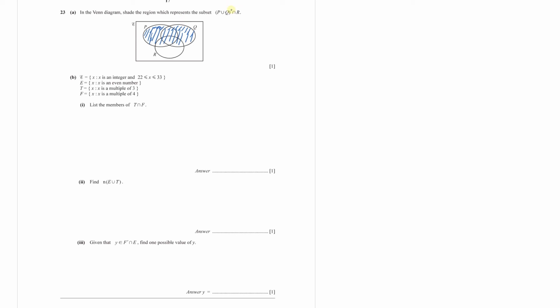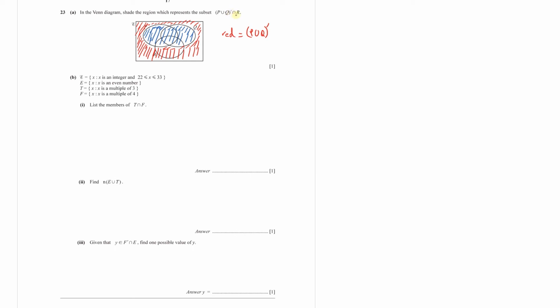Now we have to find the complement of P union Q. Let me mark this in red. So everything outside of P union Q would be P union Q complement. So P union Q would be this whole region, and P union Q complement would be this whole region here, marked in red. So red is P union Q complement.